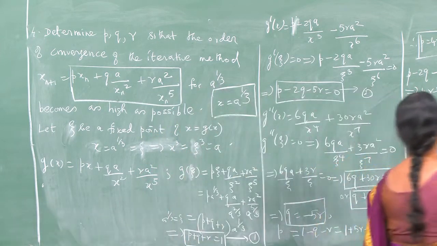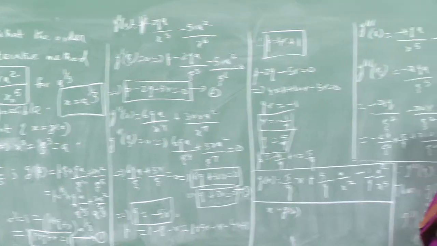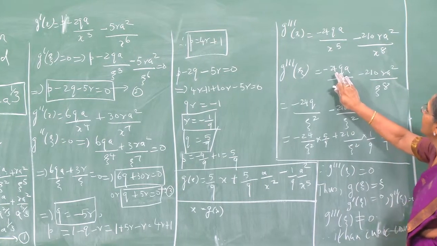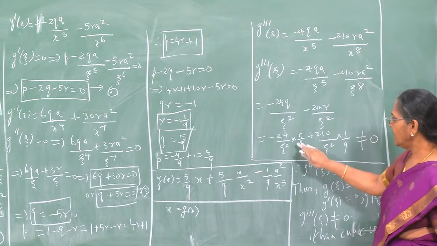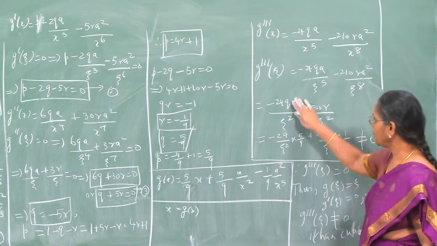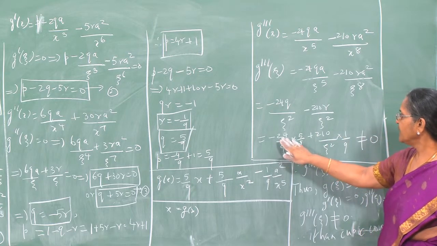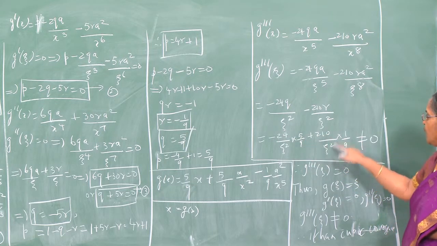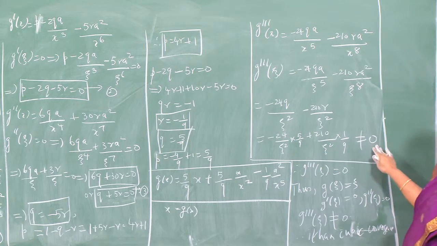So, let us find out g triple dash of x. It turns out to be this, and evaluate it at psi. That comes in terms of q and r. We have evaluated the values of q, r, etc. So, substitute for q and r. We observe that it is minus 24 by psi square into 5 by 9 plus 210 by psi square into 1 by 9, which is different from 0.